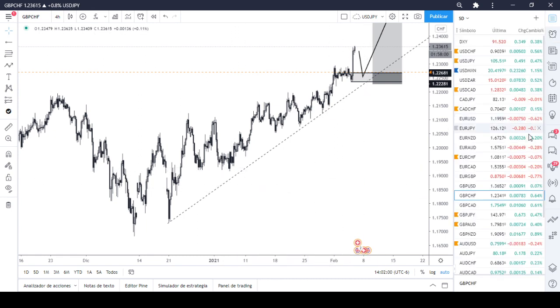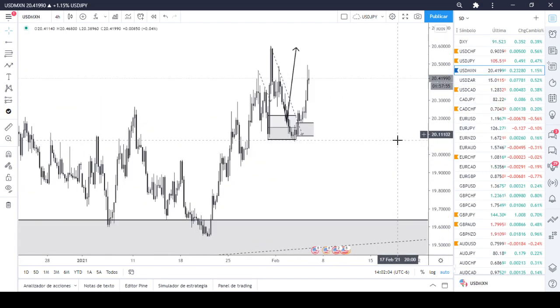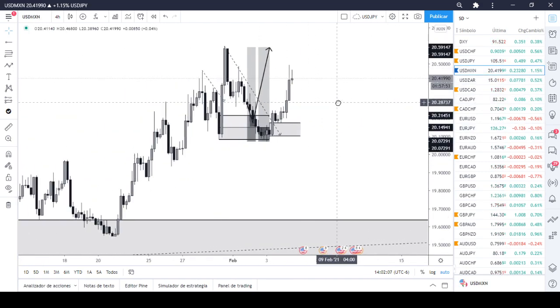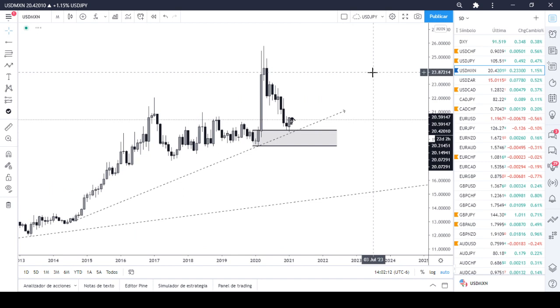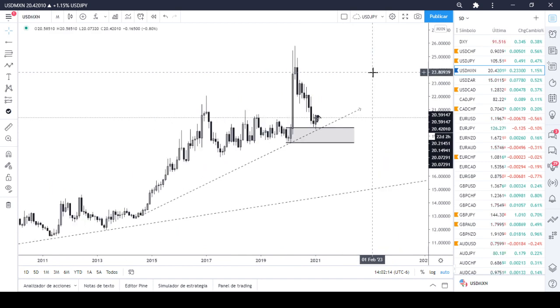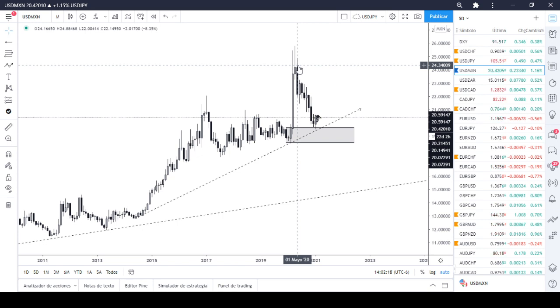So, for instance, one of the signals I shared this week is this one, dollar Mexican peso. I love this pair. I love this pair. But how did I know that this was gonna rally? See, on the monthly, and that's how I use the time frame analysis.